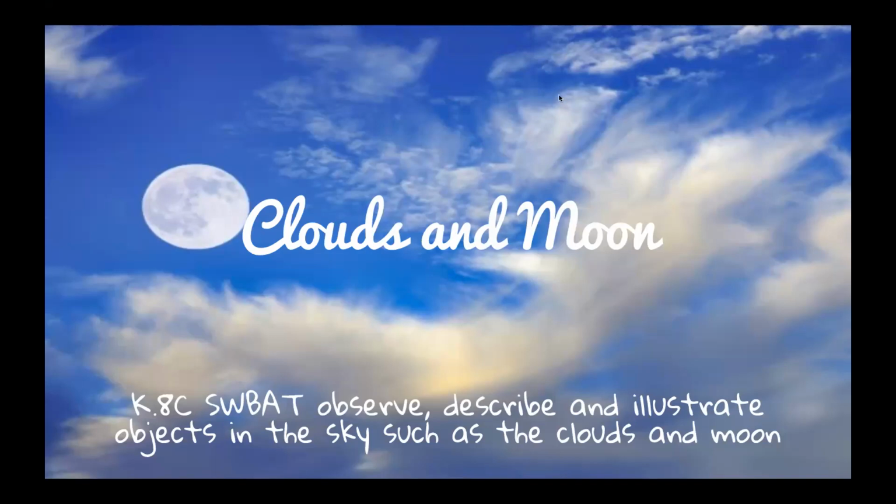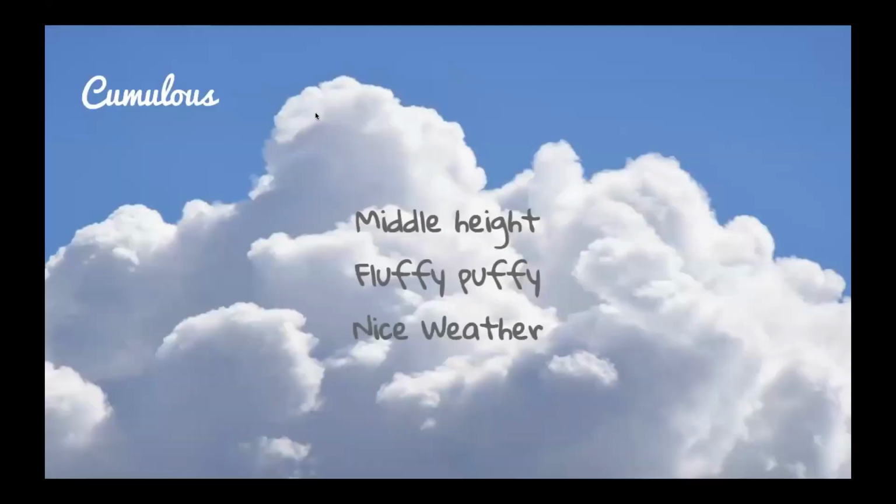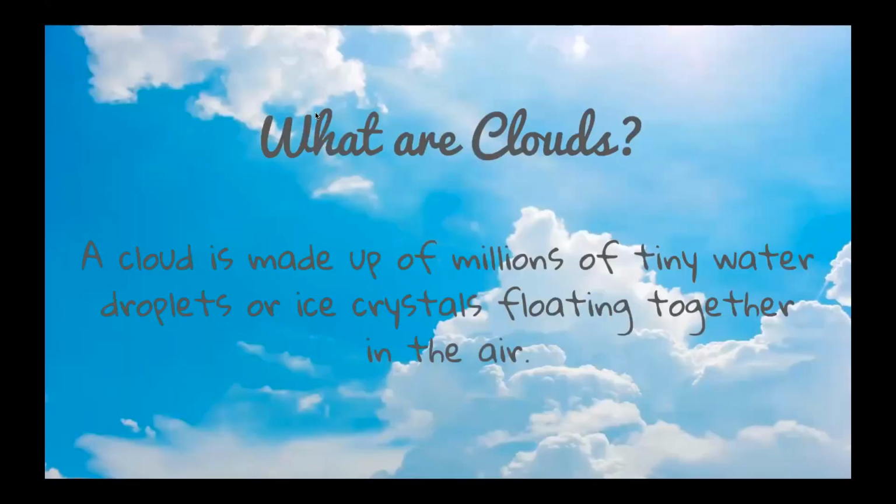Now, what are clouds? A cloud is made up of millions of tiny little water droplets or ice crystals floating together in the air. So we can see the water in the sky forms clouds. And depending on how much water and how high in the sky, that changes what type of clouds we are seeing. So there's going to be 4 different types of clouds we talk about today.